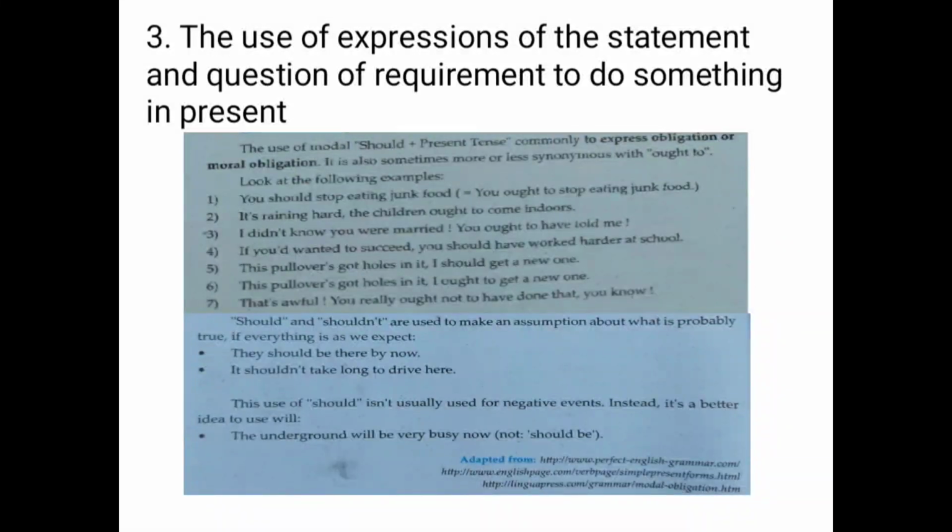Okay. Should and shouldn't are used to make an assumption about what is probably true, if everything is as we expect. For example, they should be there by now. It shouldn't take long to drive here. This use of should isn't usually used for negative events. Instead, it's a better idea to use will. The underground will be very busy now, not should be.